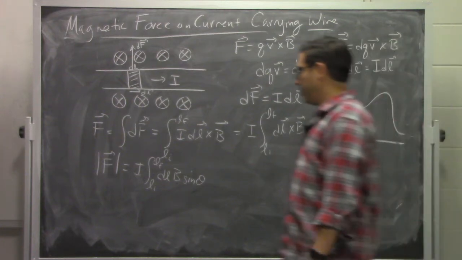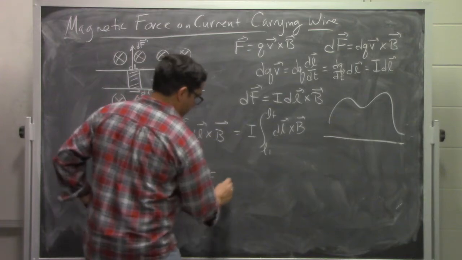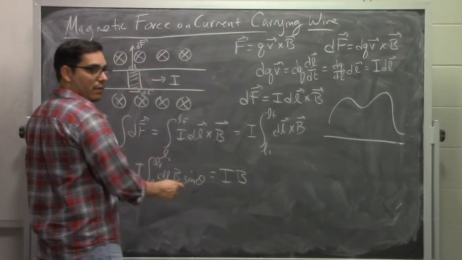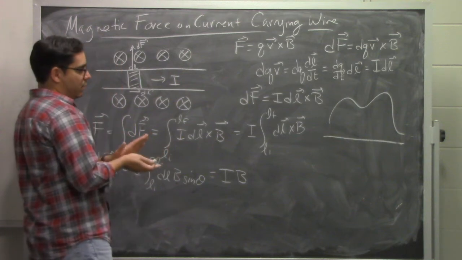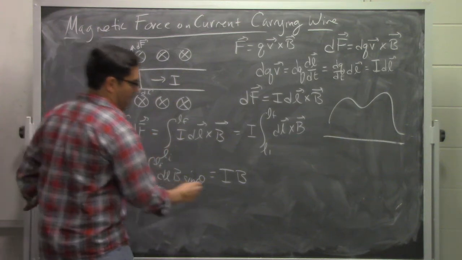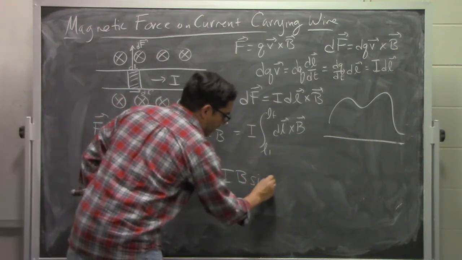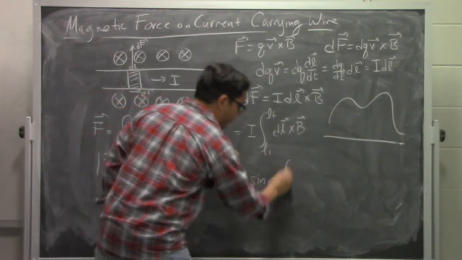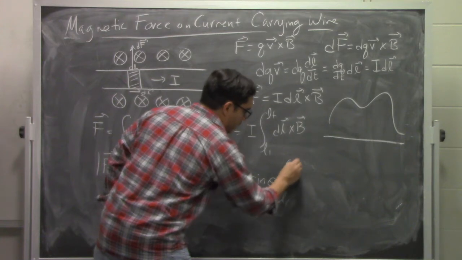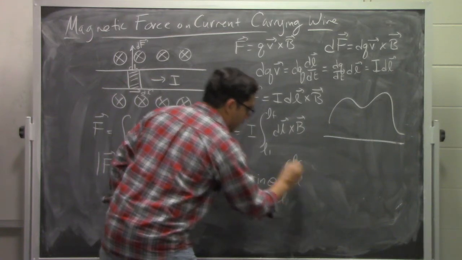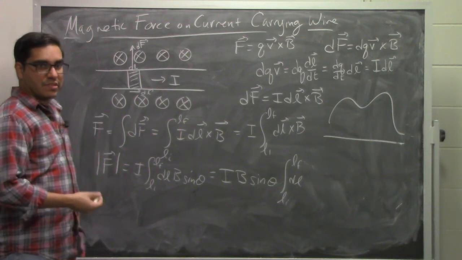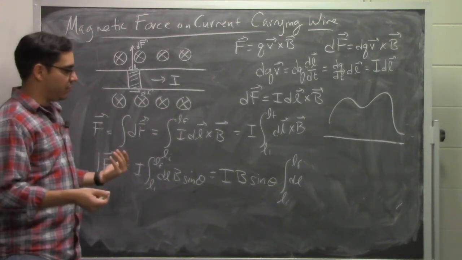And so as a result, we'll be able to take both the magnetic field out and the orientation between the magnetic field and dl out. That is, sine theta will be sort of this constant value. And as a result, we're integrating just dl. So what that gives us is then just the length of the really long wire that we're interested in.